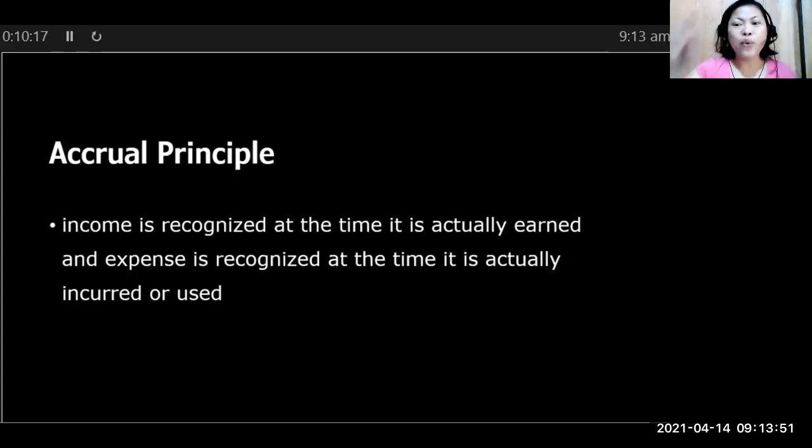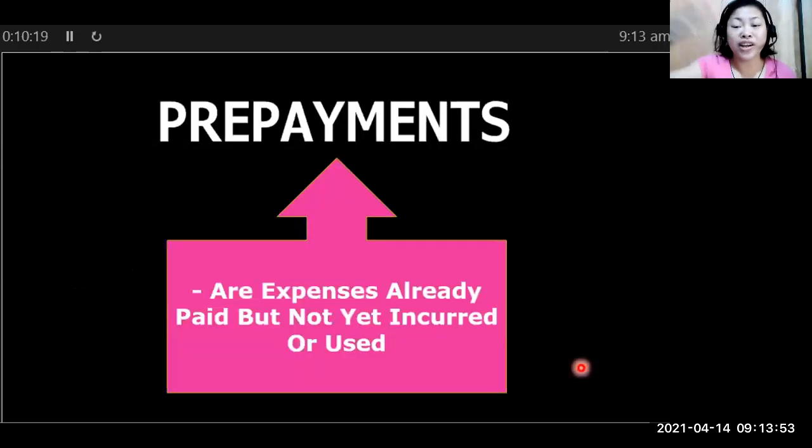Now let's move on. Here are some of the transactions that need adjustments. We have prepayments. What are prepayments? Prepayments are expenses already paid but not yet incurred or used. Like our example a while ago, you paid a 1-year insurance but it's not yet incurred or used. So those are what we call prepayments.